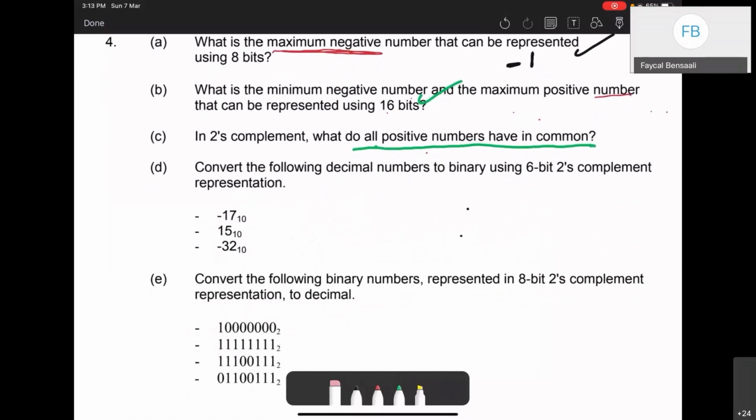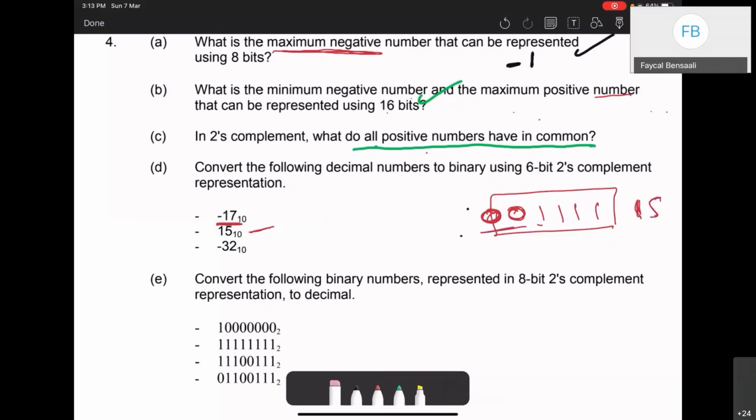And then we ask you to convert the following decimal numbers to binary using 6-bit 2's complement. I don't want to spend time here. So we said using 6-bit. If we take one example, 15, minus 17. 15 is a positive number. You know how to find 15, yeah? So this is 15. Using 6-bit, we need to add 2 zeros. 1, 1, 1, 1 is 15, and then we add 2 zeros. So this is 15.